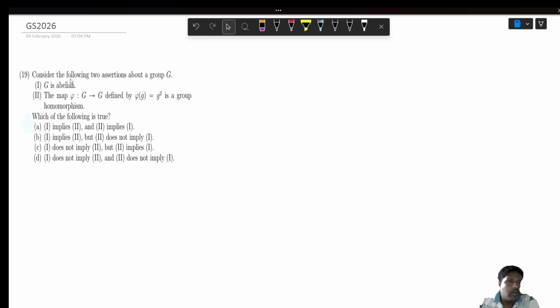Consider the following two assertions about a group G: one, that G is abelian, and two, the map phi from G to G given by phi of g equals g square is a group homomorphism. Then which of the following is true? One implies two, or two implies three. That means you have to consider two statements and analyze if one statement holds true, then can we get the second statement automatically? So let's try.